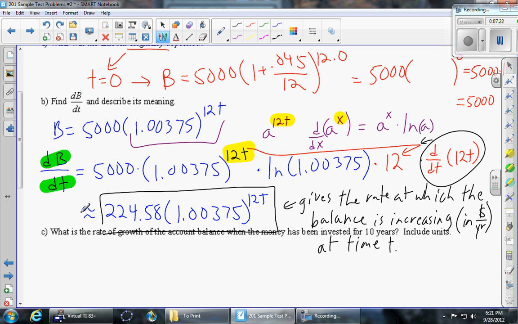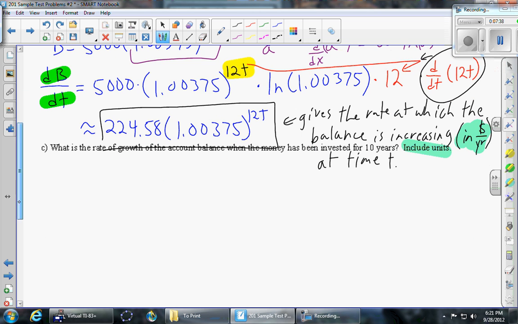Part C, what is the rate of growth of the account balance when the money has been invested for 10 years? Include units. All right, I actually think we saved ourselves a little bit of work, or at least we did it a little bit early. So the units are dollars per year, and we just are looking for the value of the derivative. It's a growth rate. So this is dB dt. And it says when the money has been invested for 10 years. So our job is to just plug in t equals 10 into that blue formula up there.